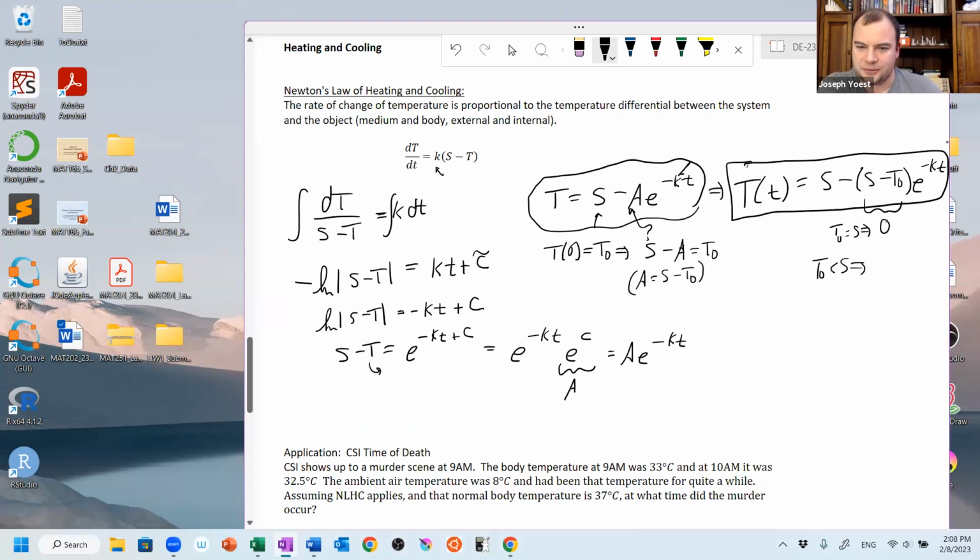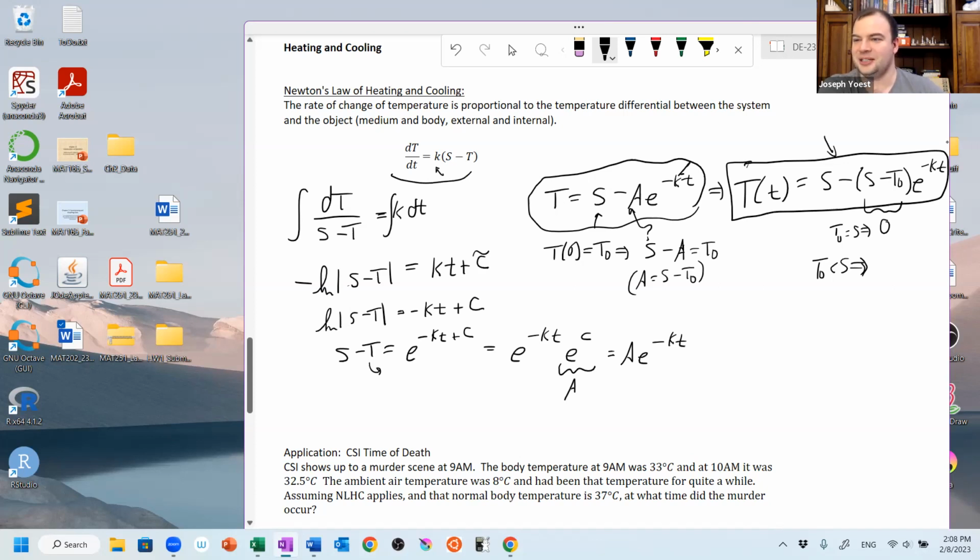Did I get a sign wrong? I feel like I got a sign wrong here somewhere. Yeah, I'm thinking if T naught is less than S, then temperature should increase. Oh yeah, okay. I'm just having a brain fart moment. Attribute it to not feeling too well. Thinking in terms of what I expect from the differential equation rather than from the actual solution.